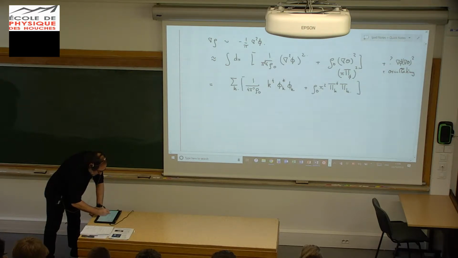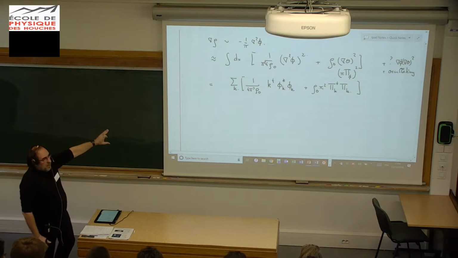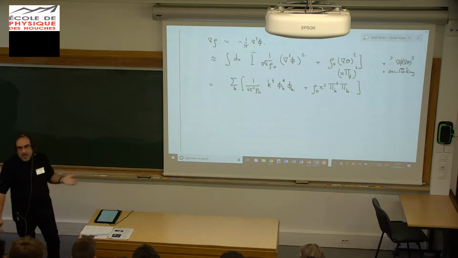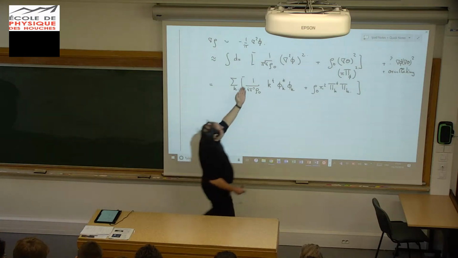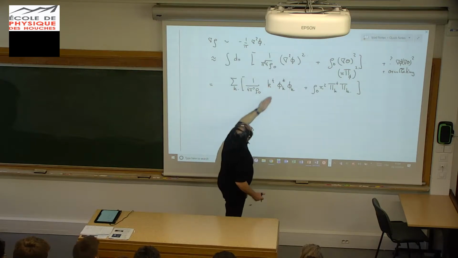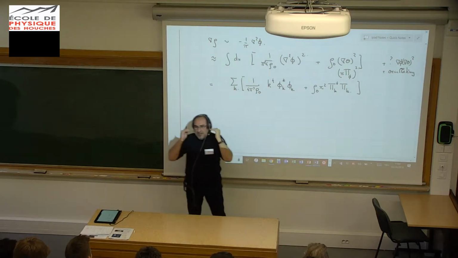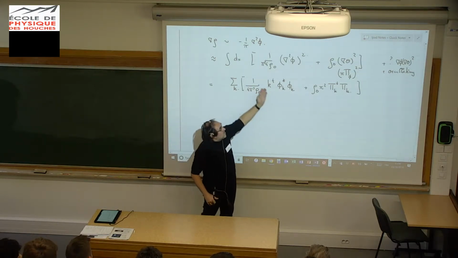So what I have here is a Hamiltonian in k space where each k mode is represented by a harmonic oscillator Hamiltonian, except the coefficient in the harmonic oscillator depends explicitly on k. So for each mode k, I will have a different frequency, which is proportional to k squared.